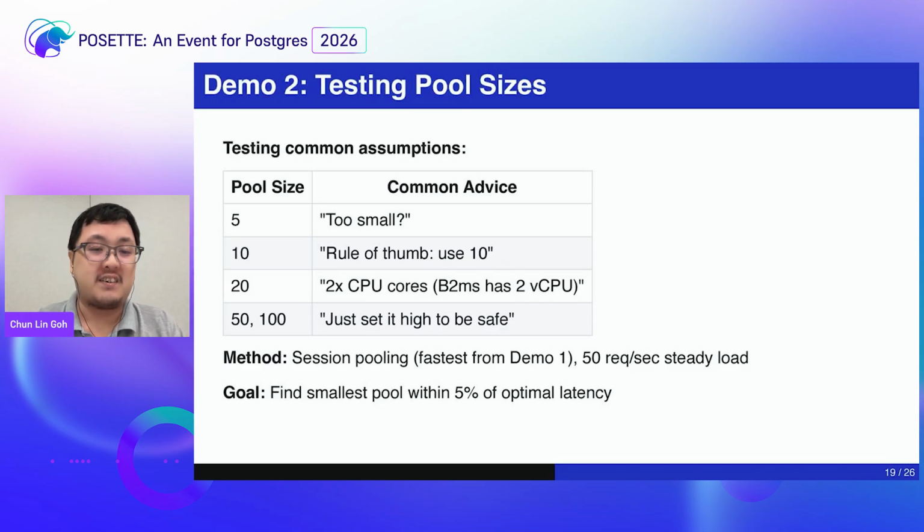As I shared just now, common advice is to just have a pool size of 5 or 10 or 50 or 100. But they have some assumptions which may not be applicable to your use case. 5 can work for a startup database, but may not work for your popular enterprise solutions. So how do we simulate this? In this demo, we can use simulation to find the smallest pool within 5% of optimal latency.